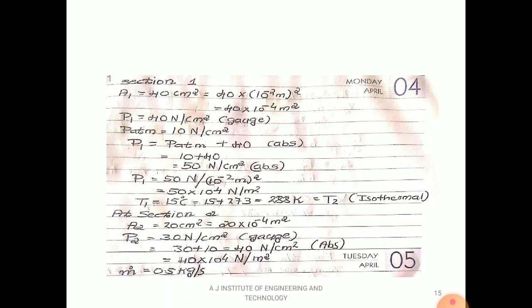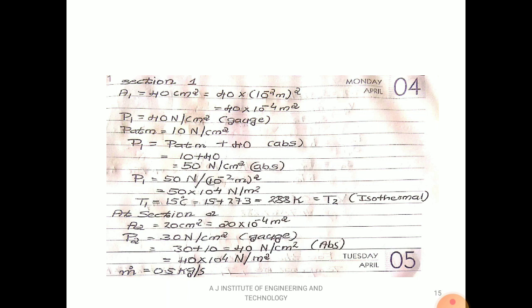And pressure P1 is 40 Newton per centimeter square gauge. Again, the SI unit of pressure is Newton per meter square or Pascal, so you have to convert from Newton per centimeter square to Newton per meter square. Before that, since it is given as gauge pressure, convert to total or absolute pressure. That can be done by adding atmospheric pressure to gauge pressure. So P1 equals P atmosphere plus 40, so 10 plus 40, because atmospheric pressure is given as 10. So that is equal to 50 Newton per centimeter square, that is absolute pressure. Now convert from Newton per centimeter square to Newton per meter square.